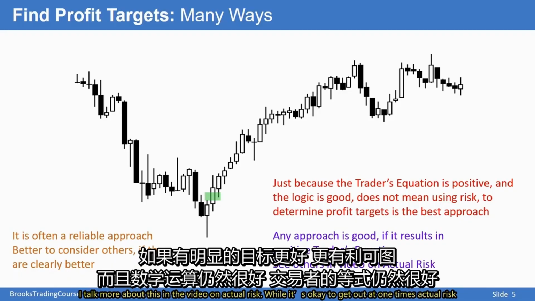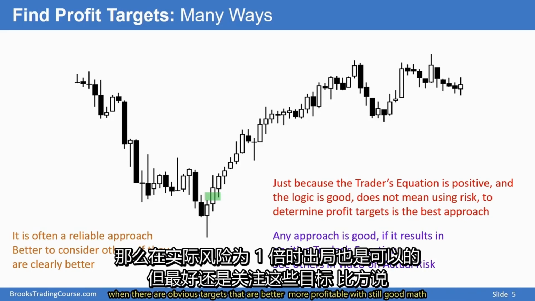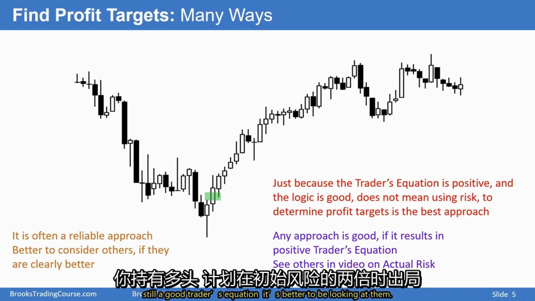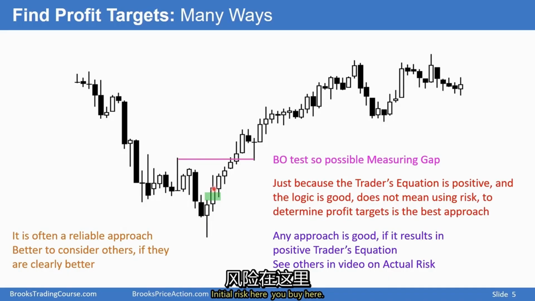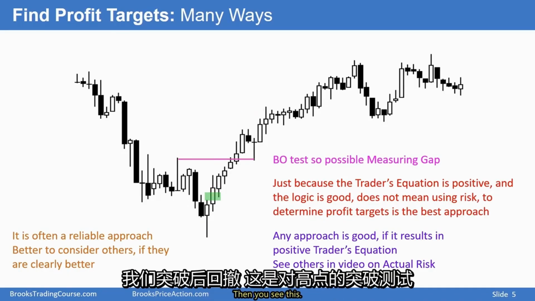While it's okay to get out at 1 times actual risk, when there are obvious targets that are better, more profitable, with still good math, still a good trader's equation, it's better to be looking at them. Let's say you held long and you were planning on getting out at maybe 2 times initial risk. Initial risk here, you buy here, risk is here, 2 times initial risk is somewhere up here. And then you see this.